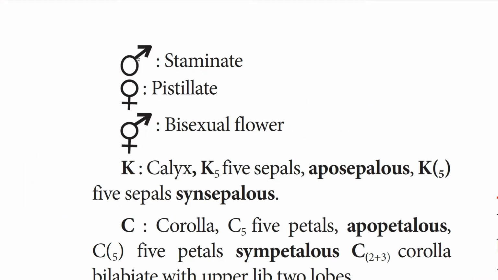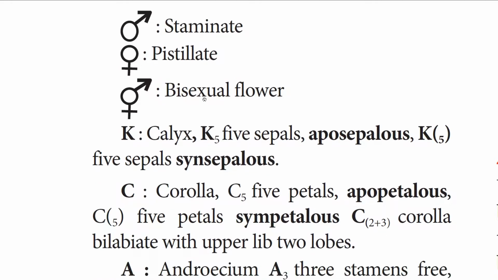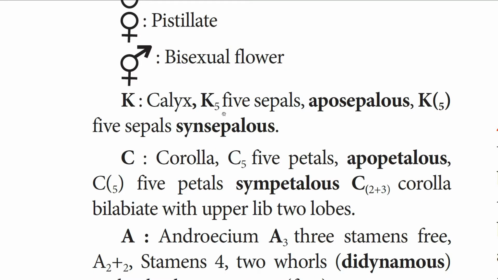So this represents the male organ is present, the androecium is present, that is a staminate flower, and the plus sign represents the pistillate flower, and if both are present then we put this sign, bisexual flower. K for calyx, and if they are 5 in number, K5. Aposepalous means we should not write within the bracket. If they are synsepalous, we should write within the bracket.